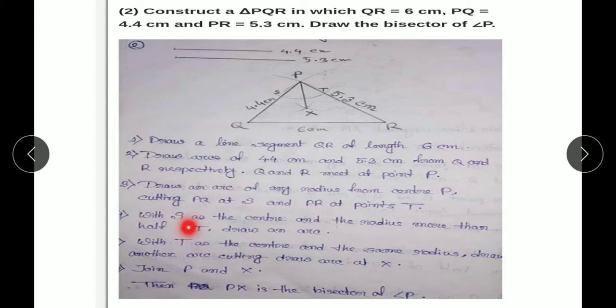After that, take S as center and cut an arc here, and again from T as center take an arc. Where both arcs cut together, give it the name X and join PX. Now PX is the bisector of angle P.